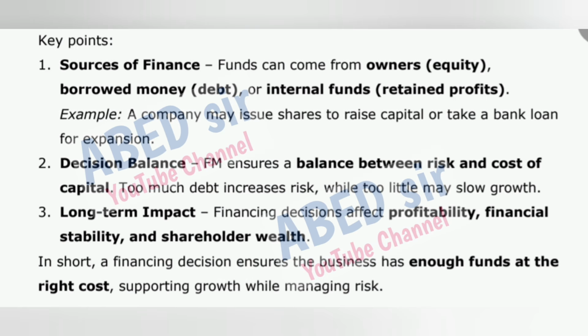2. Decision balance. FM ensures a balance between risk and cost of capital. Too much debt increases risk, while too little may slow growth. 3. Long-term impact. Financing decisions affect profitability, financial stability, and shareholder wealth. In short, a financing decision ensures the business has enough funds at the right cost, supporting growth while managing risk.